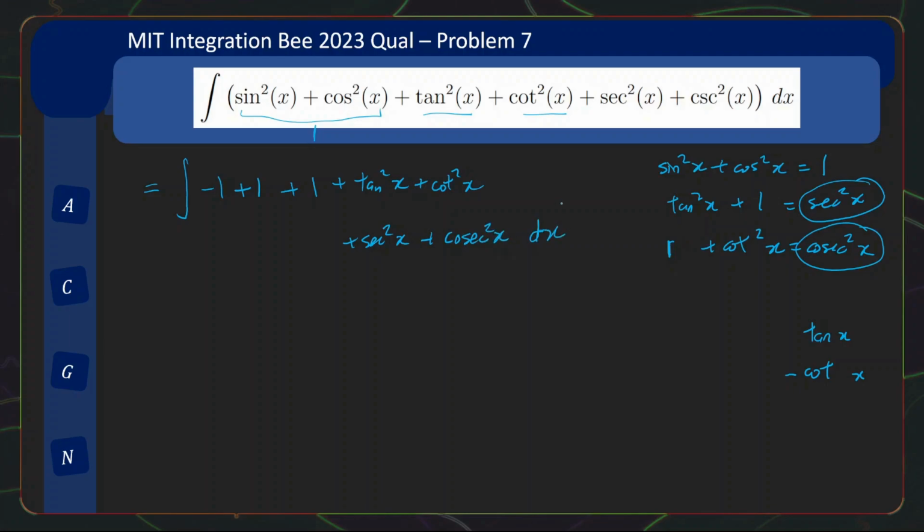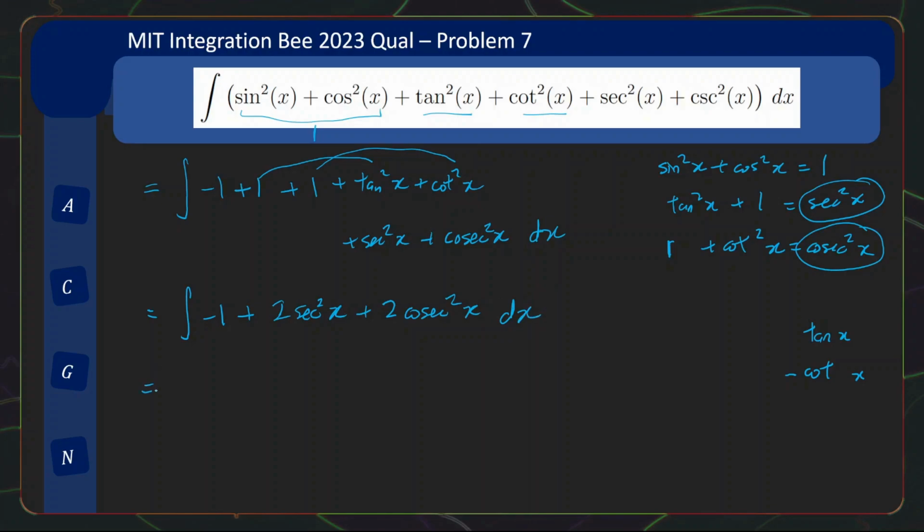And then now you pair this copy of 1 with tan square, pair this copy of 1 with cot square. Then you get integral minus 1 plus, now we have another copy of secant square x, and we have another copy of cosecant square x.